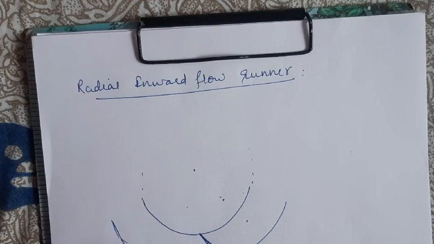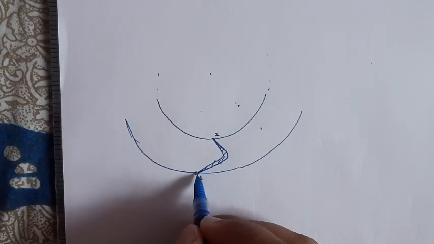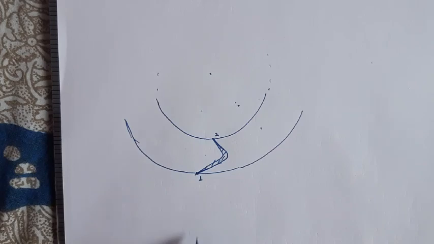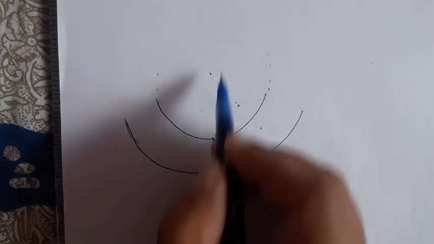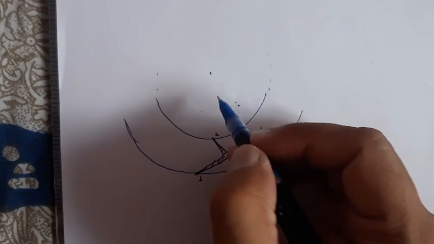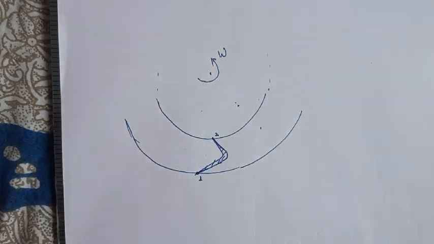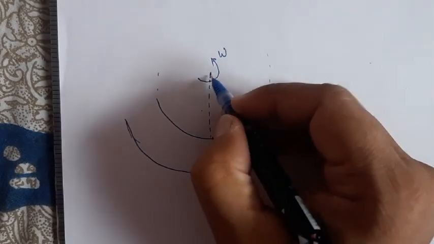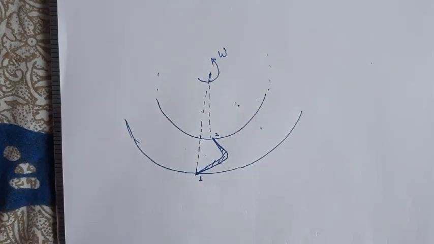Now we know that this is the inlet and this is the exit, because the flow is radial inward. So this is the inlet to the vane, this is the exit of the vane, because the flow is radially inward. Let the runner be moving with angular speed omega. Therefore, the speed of the blade at inlet and exit would be different.